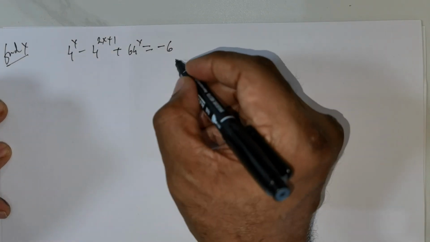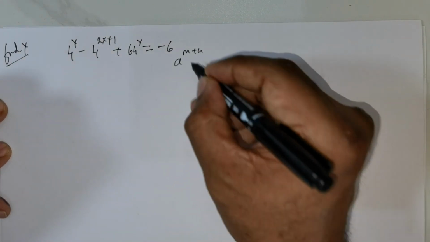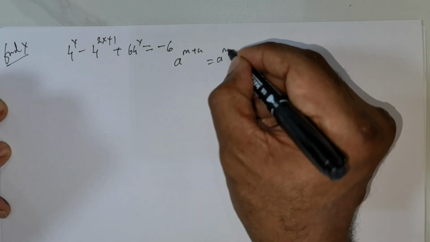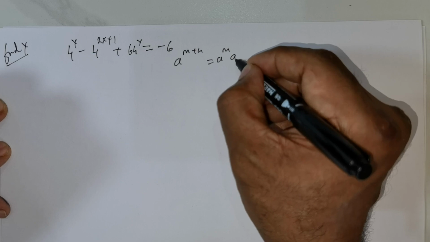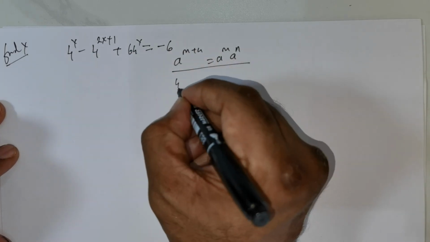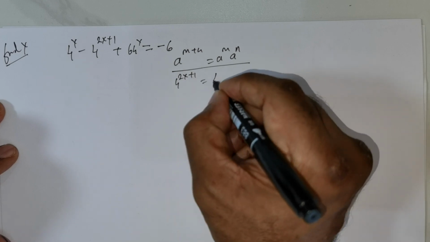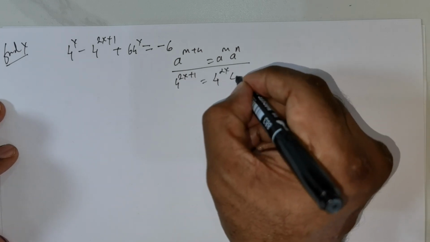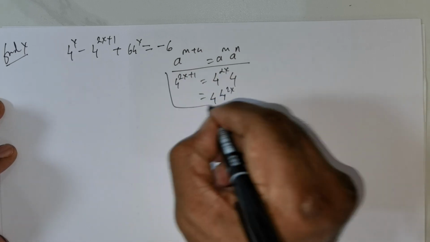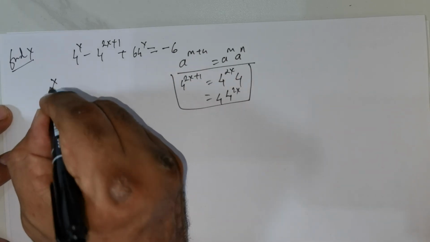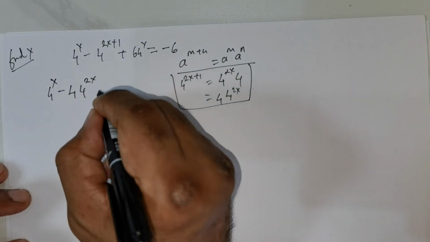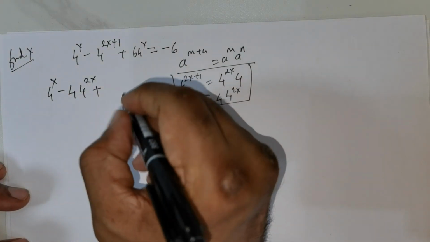Foremost, I would like to use this exponent formula: a raised to the power of m plus n can be written as a raised to the power of m times a raised to the power of n. So 4 raised to the power of 2x plus 1 can be written as 4 raised to the power of 2x times 4. But I'm going to write it as 4 times 4 raised to the power of 2x. So this is equal to 4 raised to the power of x minus 4 times 4 raised to the power of 2x plus. Now 64.